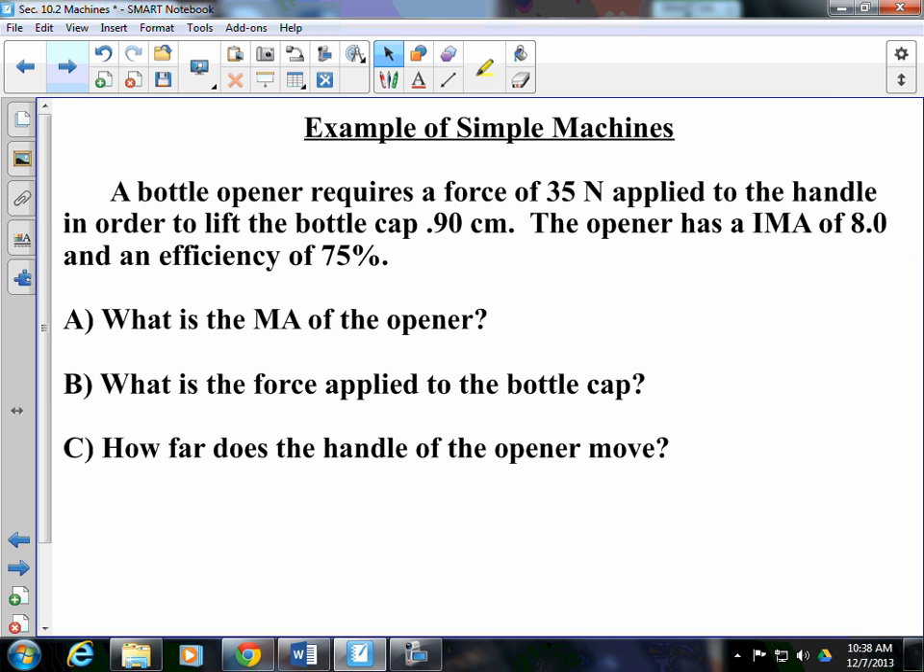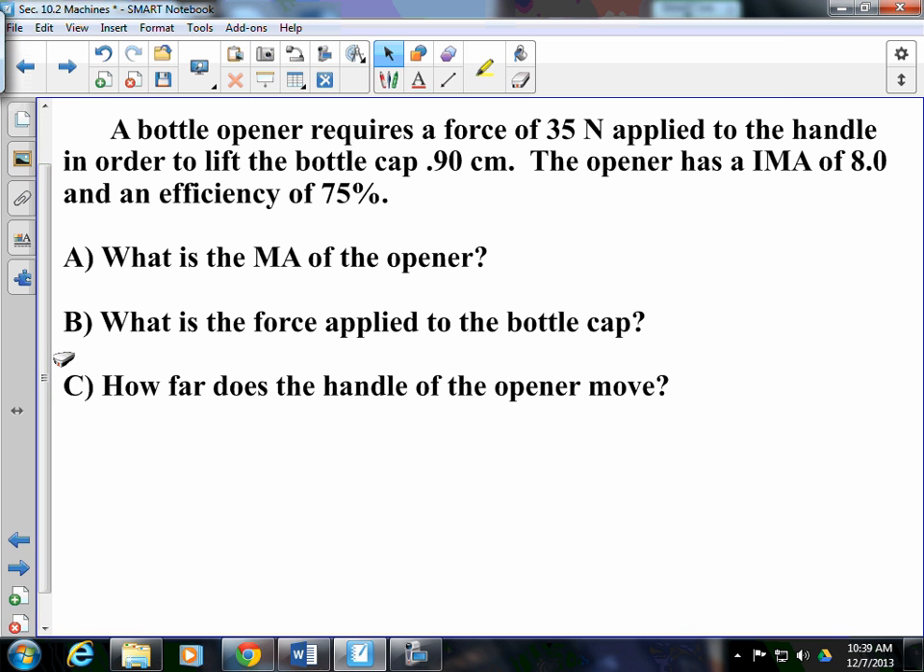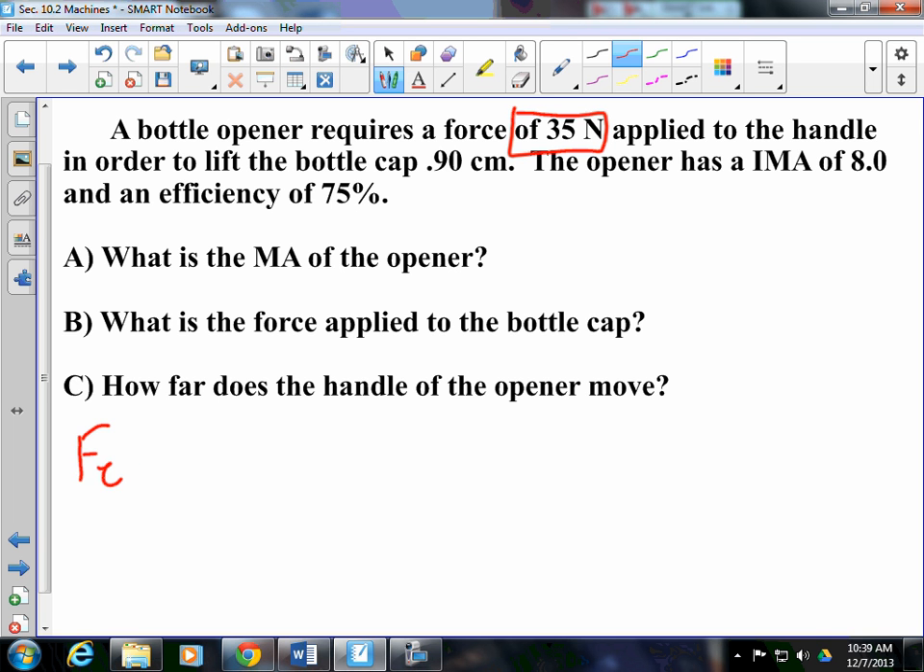A bottle opener requires a force of 35 newtons applied to the handle in order to lift the bottle cap 0.9 centimeters. The opener has an IMA of 8.0 and an efficiency of 75%. Well, let's write down what we have. First, a bottle opener requires a force of 35 newtons applied to the handle. Are you applying the force, or is the machine applying the force? It's applied to the handle, so you are applying the force. So the force of effort is 35 newtons.